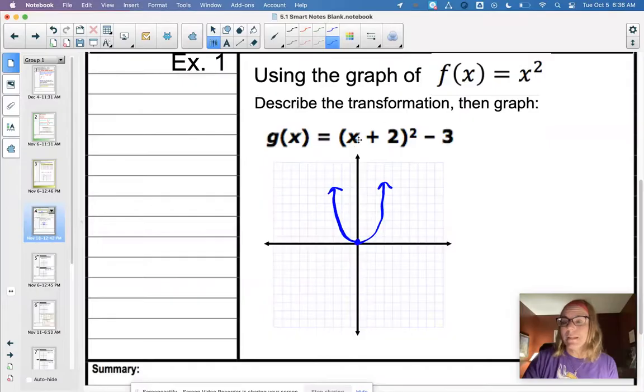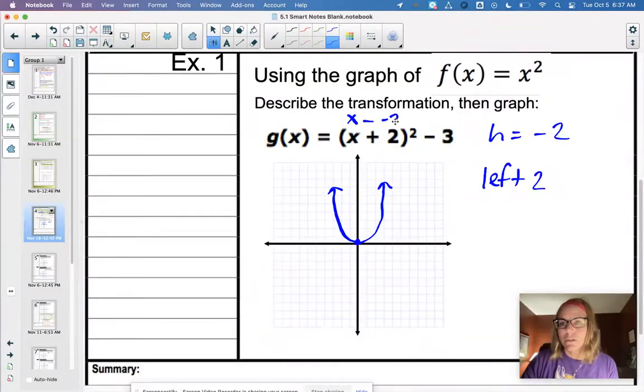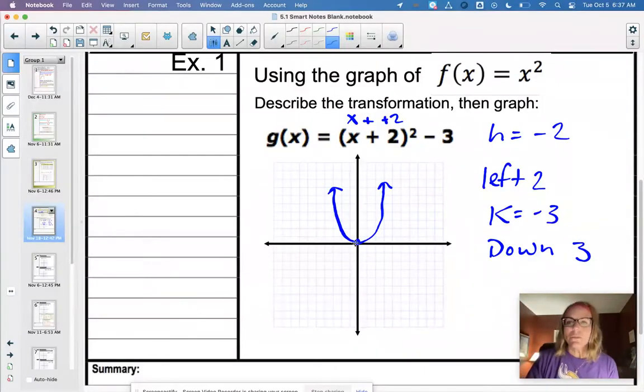Inside, there's something going on inside the parentheses. Remember, I said if it's plus, it's opposite of what you think. So that means we are going to the left 2, and that's because h is negative 2. It's x minus h. That will make that plus. And k is negative 3. So that means down 3.